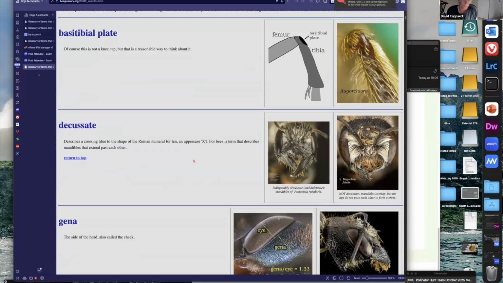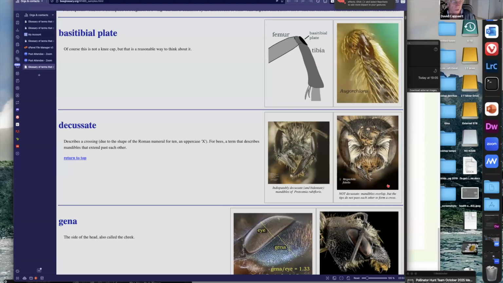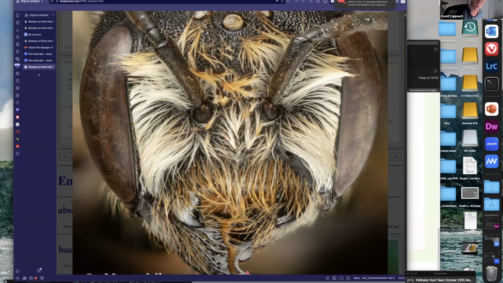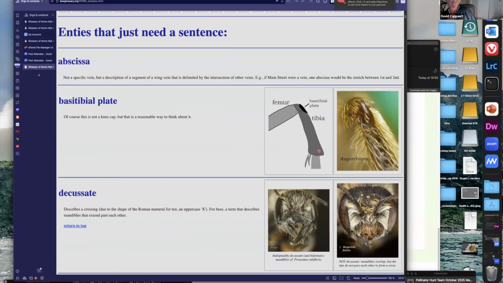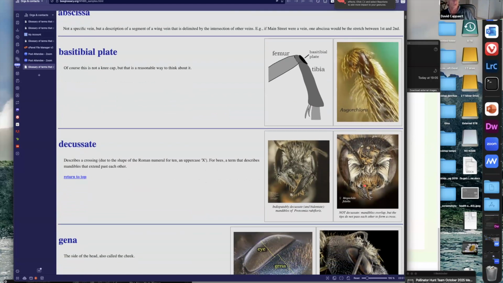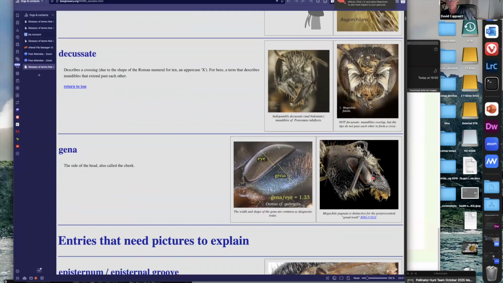Decussate is also very simple. It just means they're crossed, but it seemed worthwhile to have pictures where you can. So this is definitely a decussate. It's a species that we see in the Pacific Northwest when we're lucky. And then this one is not quite. The mandibles down there meet, but they don't really cross. That's the kind of thing I want to be able to do, to use pictures to clarify. Decussate is a really easy word, but how do you know it when you see it? So it's really important to use photographs for that kind of thing.